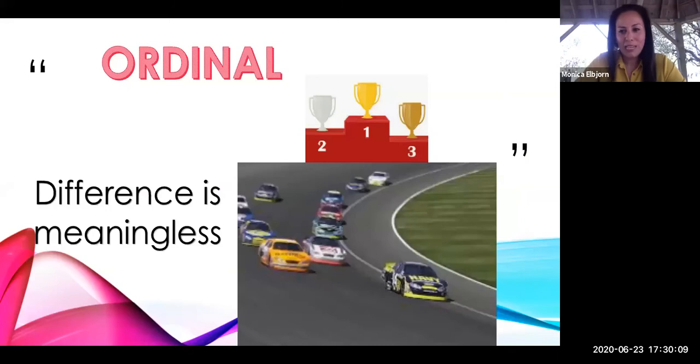I like this one. Who likes NASCAR? If you like NASCAR, or Formula One, you have a first place, second, and third place. Ordinal, as the word says, is by order: first, second, and third. This tells you who is first, who is second, who is third, but it won't tell you how much faster, like 2 minutes faster. It won't tell you any number. So the difference between the number 1 and 2 is meaningless.